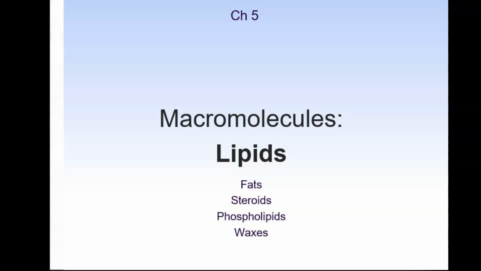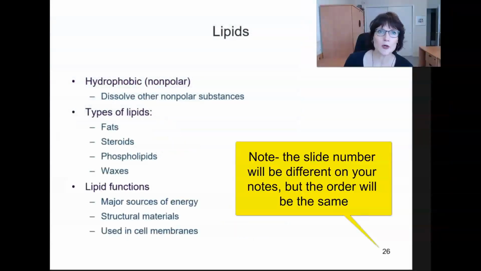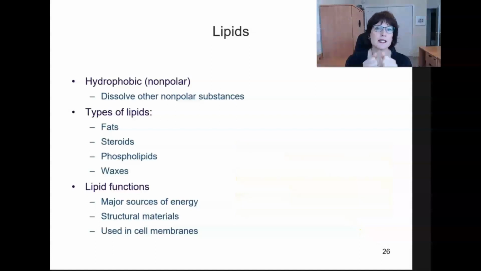Unlike the macromolecules that we've been talking about before, where there's a common monomer that makes up the polymers, such as nucleotides making up nucleic acids and amino acids making up polypeptides, for lipids there isn't a monomer that is common to all types of lipids. One thing that is common to all lipids is that they are hydrophobic, due to the fact that lipids have a very large hydrocarbon component.